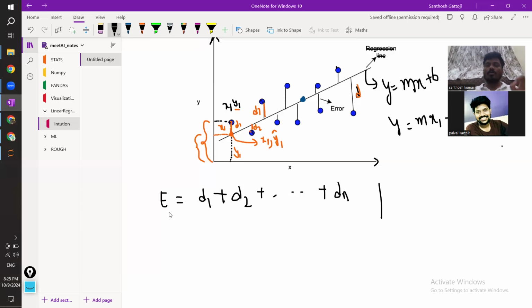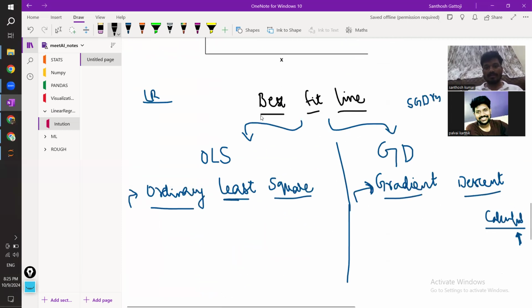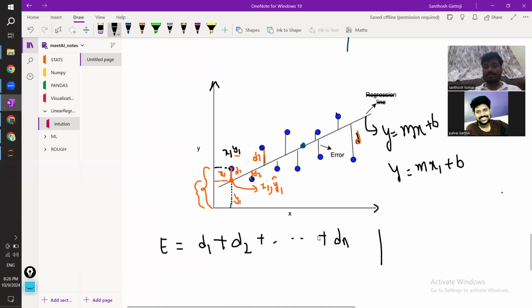That means what? When I say best fit line, what does that mean? This is the line which can give you the minimum error. That means no other line can give you less error than what this best fit line is going to give you. If some other line is going to give you less error than that, then that line will become the best fit line, not this line. Agree?